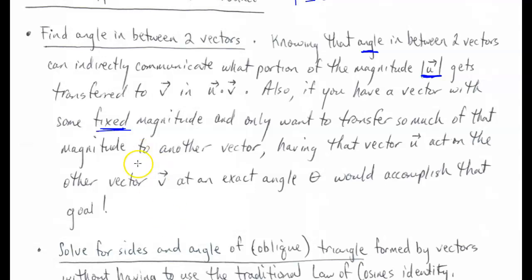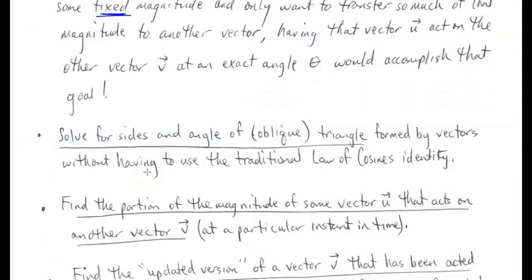Now, traditionally, we would use law of cosines to calculate things like the side of an oblique triangle, or find the angle in between two sides of an oblique triangle. Now, of course, if we can write everything in terms of vectors, we can do those calculations without having to do it in the traditional law of cosine identity form.